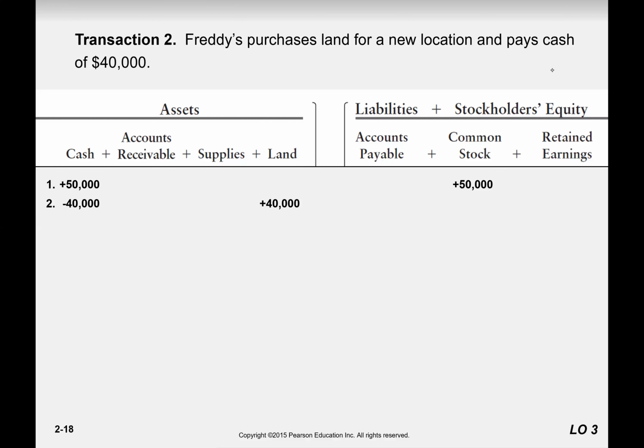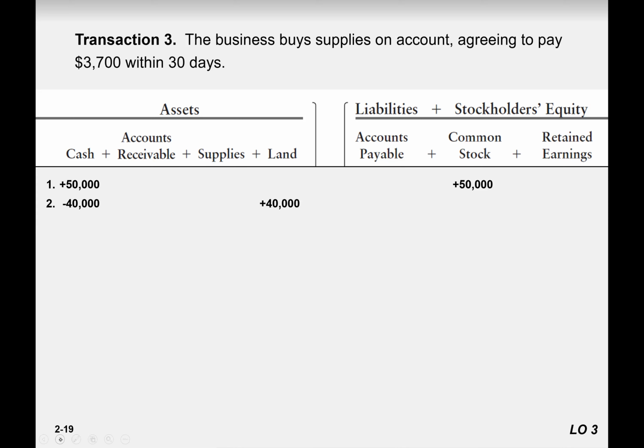Okay, guys, welcome back from the breakout room. So let's do this together. Up till now, we have discussed transaction 1 and transaction 2. So what is the third transaction? The business buys supplies on account, agreeing to pay 3,700 within 30 days. So how will this affect our accounts here? At least 2 accounts. There can be 3 accounts as well, but a transaction must affect at least 2 accounts.